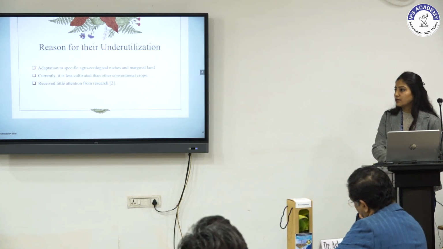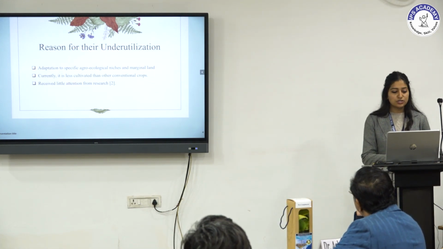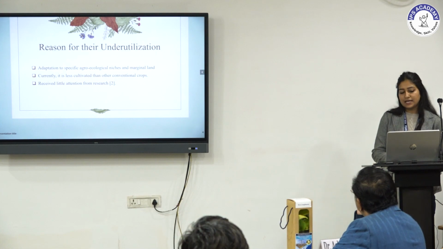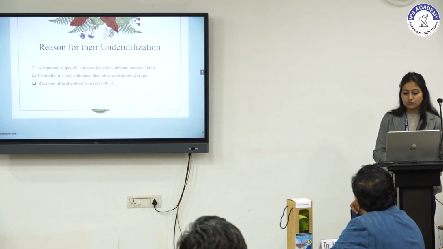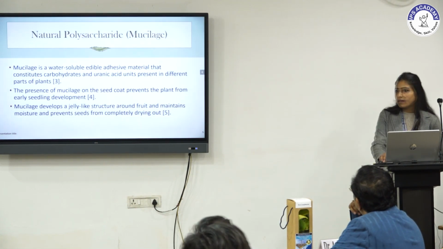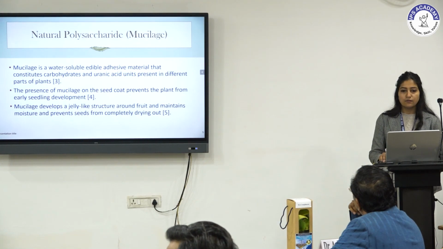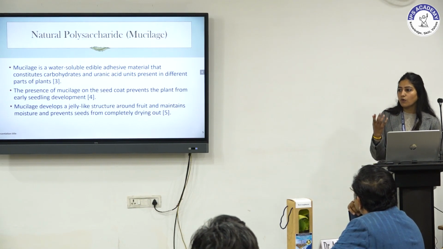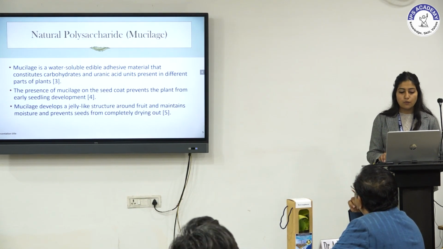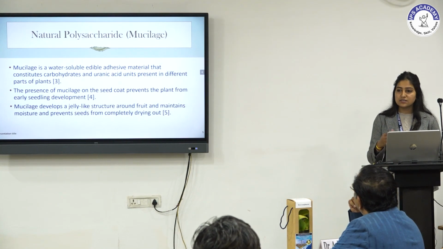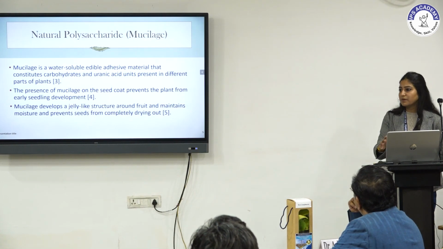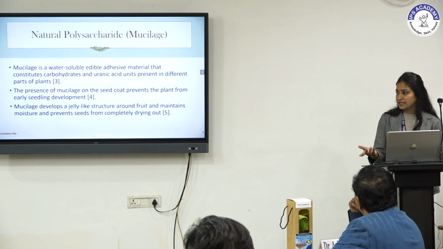Now, the reason for their underutilization may be adaptation for the specific agroeconomical niches and marginal lands. Currently, it is less cultivated than other conventional crops, or maybe it received little attention from research. Now, natural polysaccharides, and the one which I am working on is known as mucilage. So mucilage is nothing but a water-soluble polysaccharide or polymer which is edible and constitutes mainly carbohydrates and uronic acid units present in different parts of plants like seeds, roots, stems, leaves, etc.